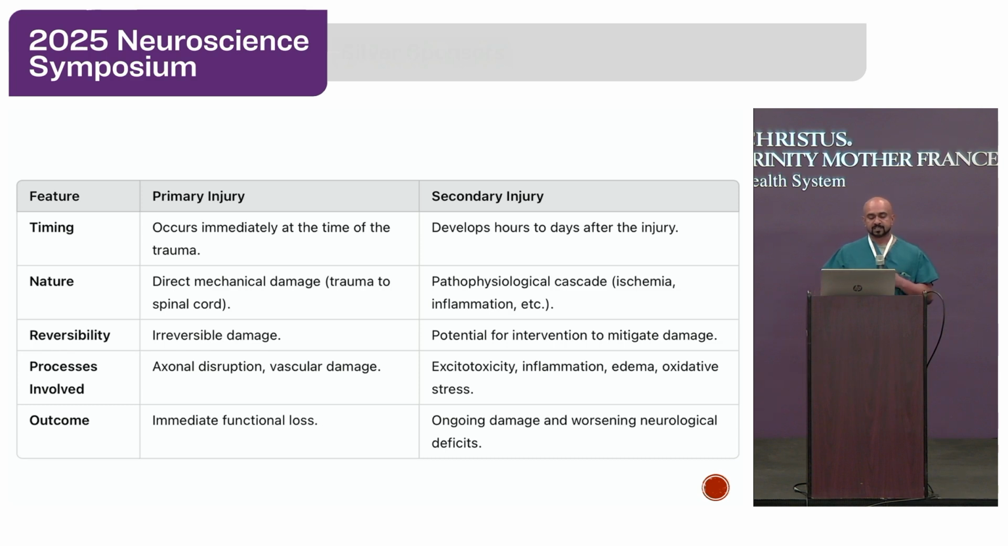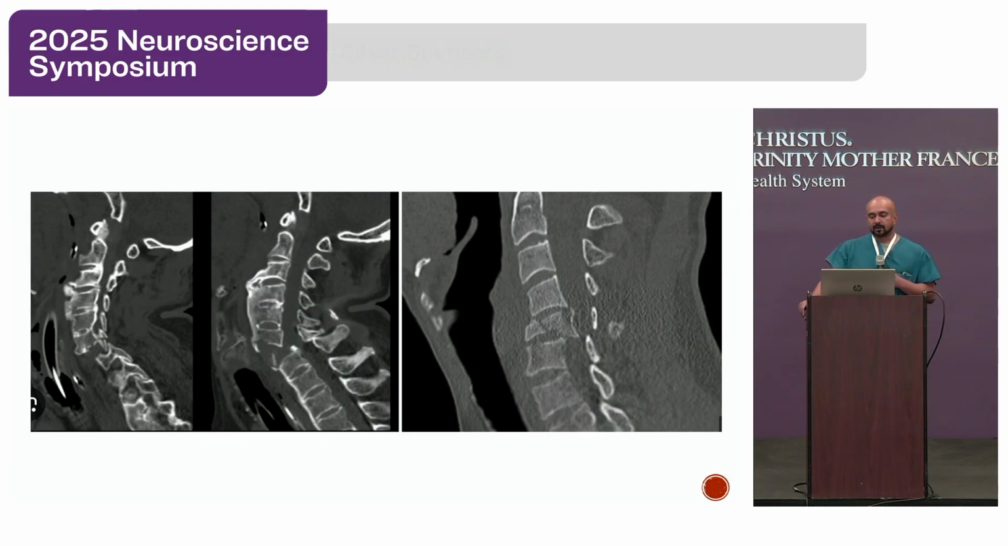So the pathophysiology, again: excitotoxicity, inflammation, edema, and oxidative stress. So ongoing damage and worsening neurological deficits can happen over time, not immediately. So you have to very carefully watch these patients in the neuro ICU. All right, let's talk about the MRI versus the CT scan. So look at this CT scan, right? So the patient comes with paraplegia or quadriplegia, and you see something like this.